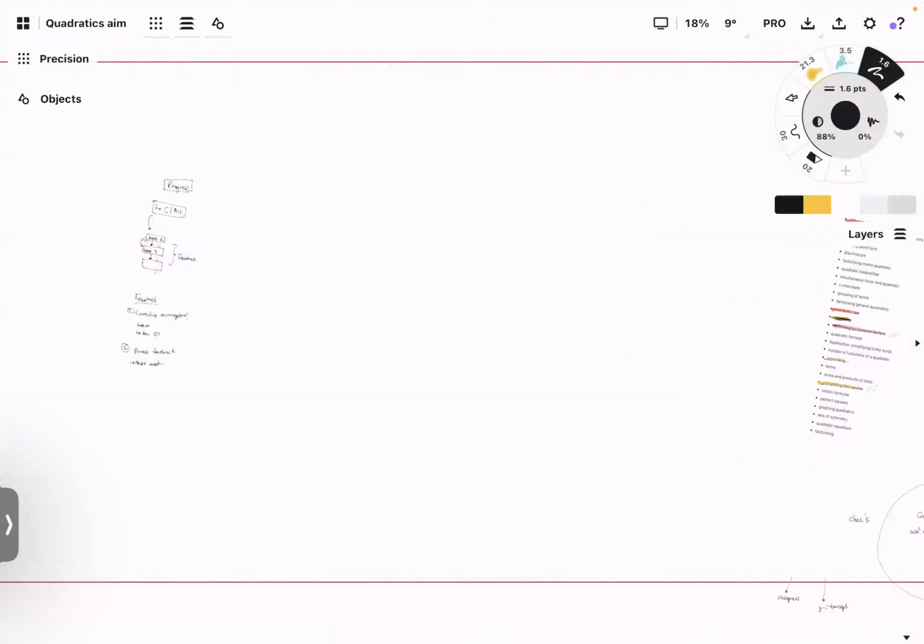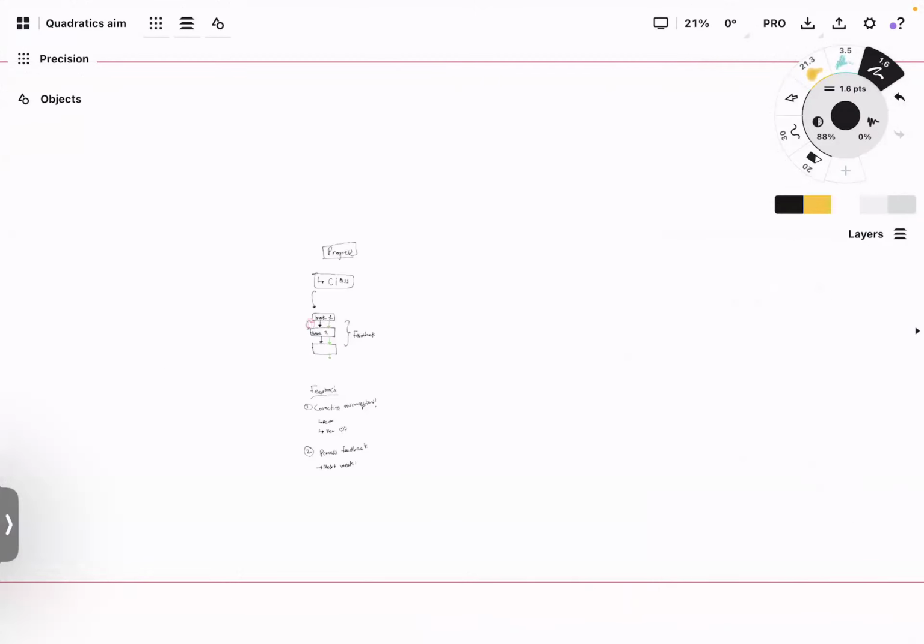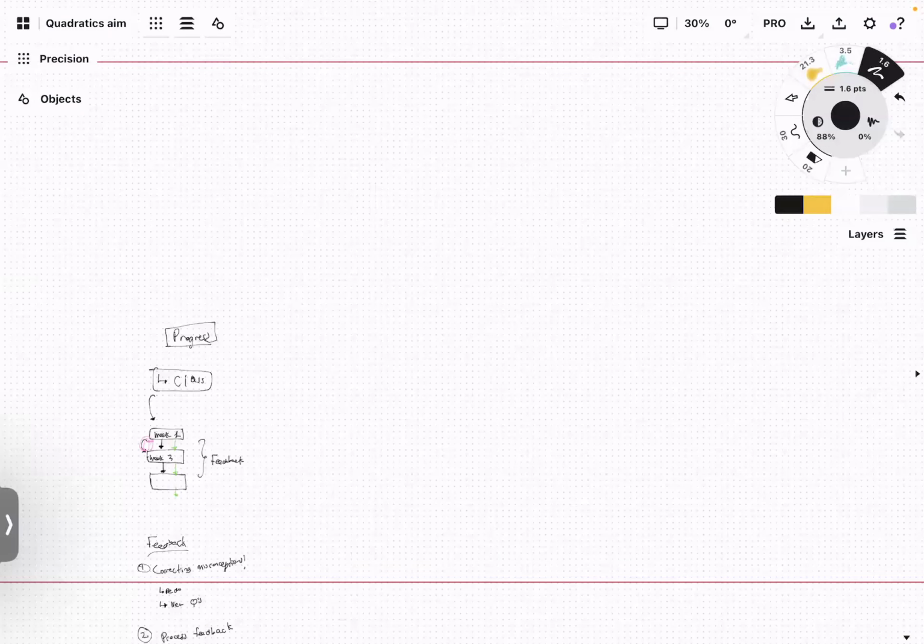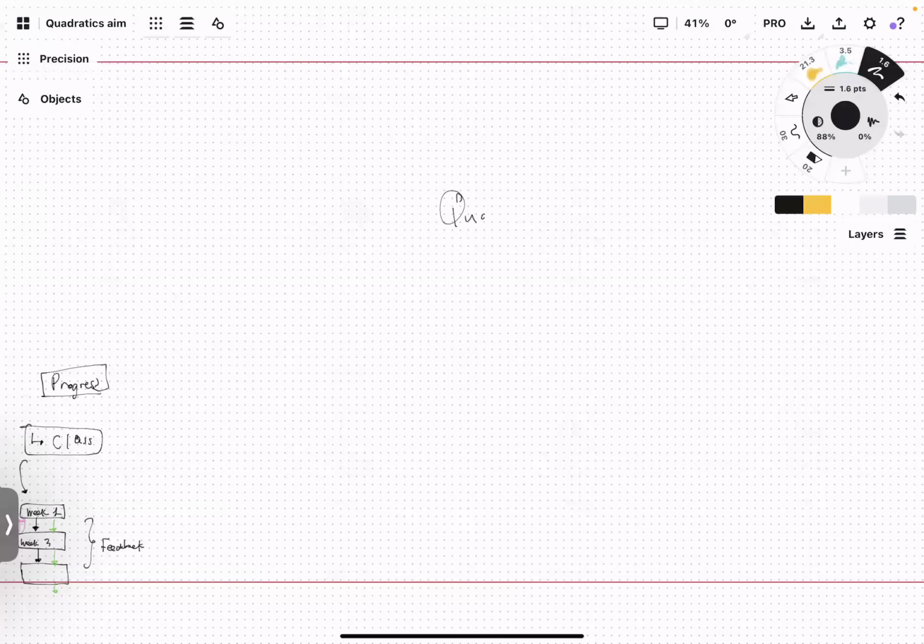So I'll give you a big picture understanding of the quadratics topic. Then we'll go into the more specific thing we're going to learn today, which will be expanding. And if we get time, we'll get to some factorizing as well. Yeah, quadratic.